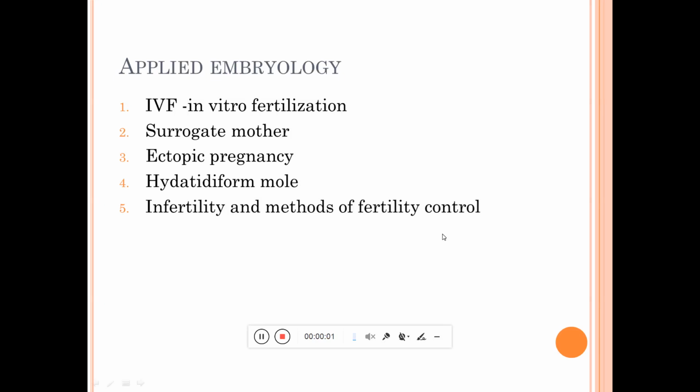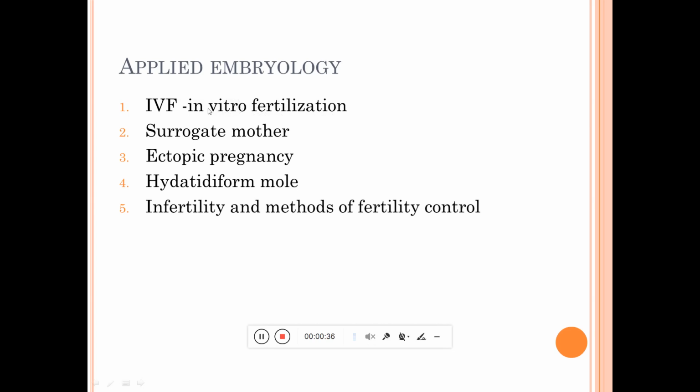Okay, after the discussions of the formation of germ layers and fertilization, we must know this applied embryology, which comes on the clinical side. We must know what IVF, or in vitro fertilization, is. Fertilization outside the body is known as in vitro fertilization. Normally, fertilization takes place inside the uterus, which is known as in vivo or natural fertilization.